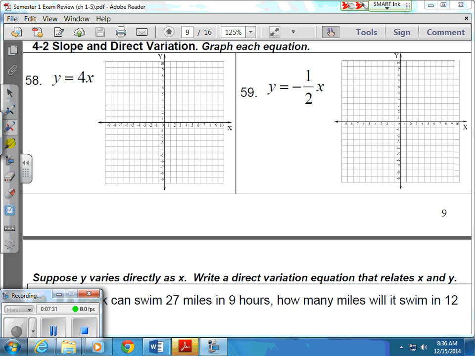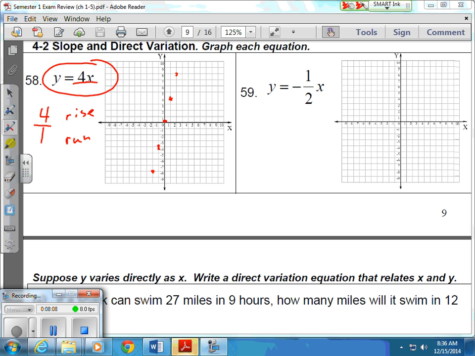Number 58, y equals 4x. So since there is no plus b, this line is going to go through the origin. It's going to go through 0, 0. And it's going to have a 4 slope. 4 is the same as 4 over 1. So that's our rise, and that's our run. So we go up 4 over 1. We go up 4 over 1 again. Oh, can't go any farther, so let's go down 4 over 1. Down 4 again.